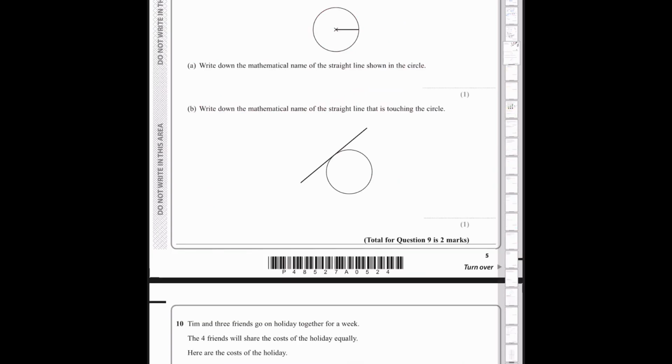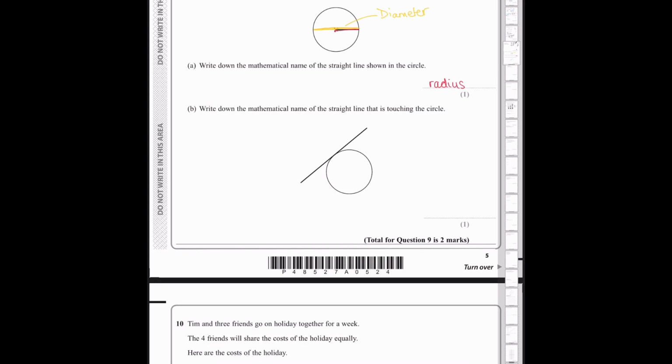Okay, so the centre of this circle is marked with a cross. 9A says to write down the mathematical name of the straight line shown in the circle. Well, in this case, I really hope you do know this one. So from the centre to the outside, that is called the radius. Okay, and all the way through, I'm just going to do that in a different colour. All the way through, remember, that's the diameter. Please don't forget those. All right.